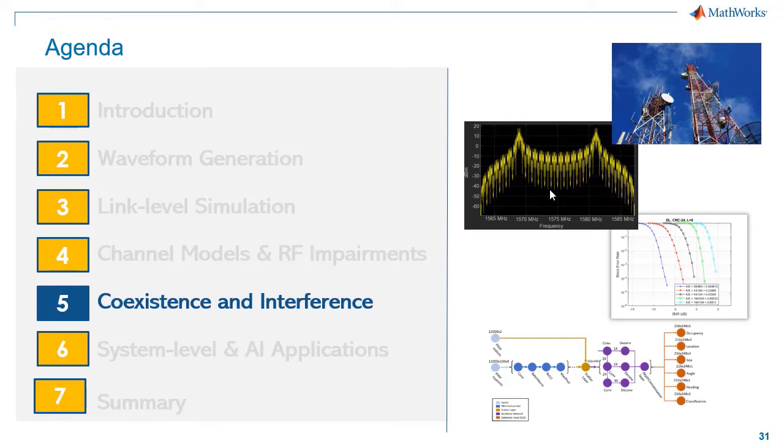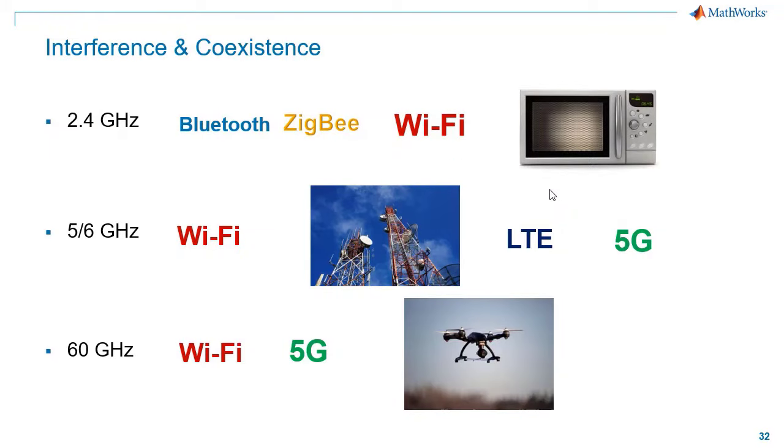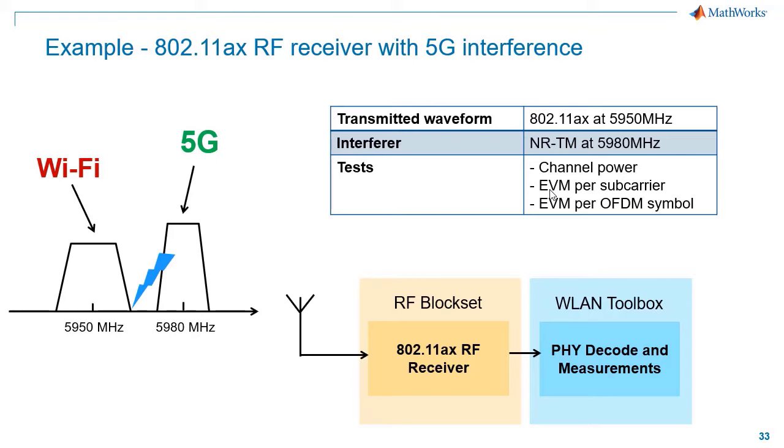Now, about coexistence and interference, that's another topic of importance for wireless for aerospace and defense. Now, as you can imagine, at different frequencies, either we have adjacent channel interference or interference in the same band. Now, for 2.4 gigahertz, Bluetooth, Zigbee, Wi-Fi, even your microwaves operate at the same frequency, provide interference in the same vicinity. For 5 and 6 gigahertz, Wi-Fi, LTE, and 5G have common frequencies of interference. And even for 60 gigahertz millimeter waves, Wi-Fi, 5G, and drones have interference.